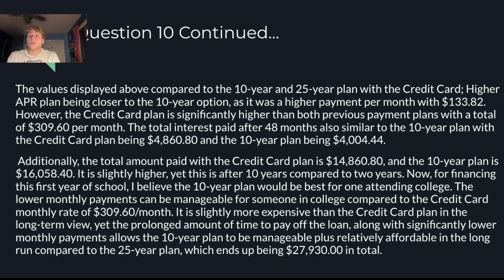The credit card plan, you are paying it off in 2 years, but you are paying $300 a month. That's almost $150 to $200 more than the 10-year plan. And it's more than the 25-year plan, which is over 25 years. But the total interest, in comparison, is pretty similar between the credit card and the 10-year plan. It's about an $854 difference, give or take.